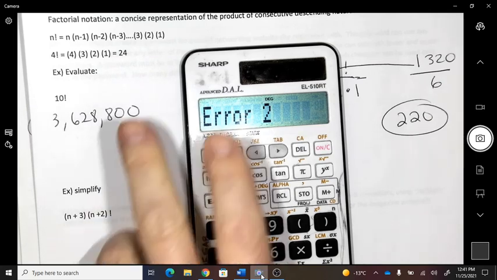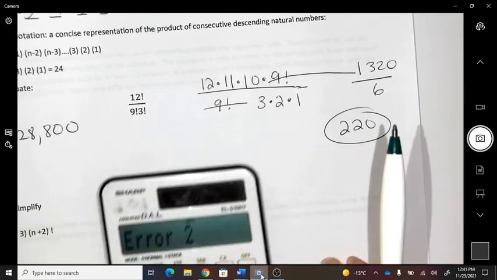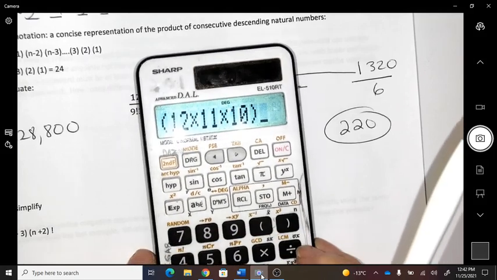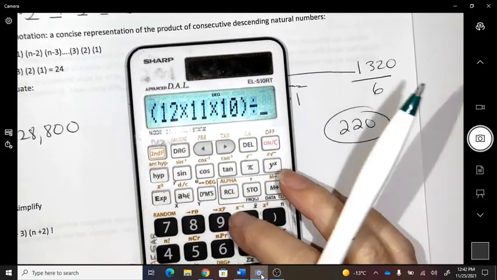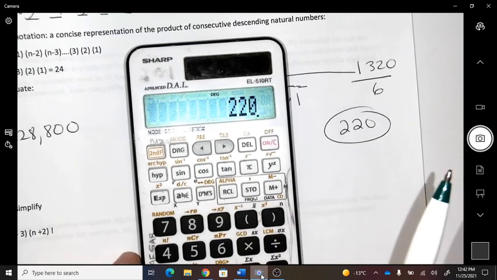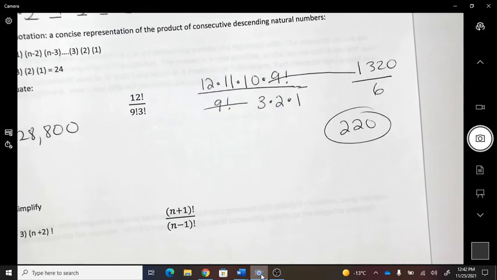You doing special ones? What are you doing? Brackets, 12 times 11 times 10, brackets, divided by 3 times 2. Okay.